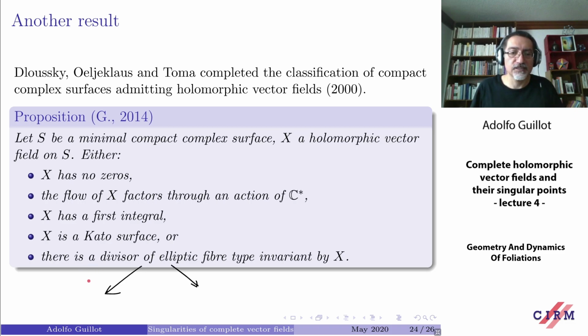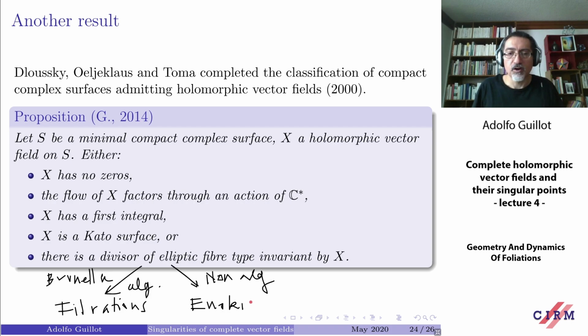So these divisors of elliptic fiber types in the algebraic setting, through the work of Brunella, will lead to fibrations in the algebraic case. And in the non-algebraic or non-Kähler case, will lead you, for example, to Hopf surfaces or Enoki surfaces, all of them.